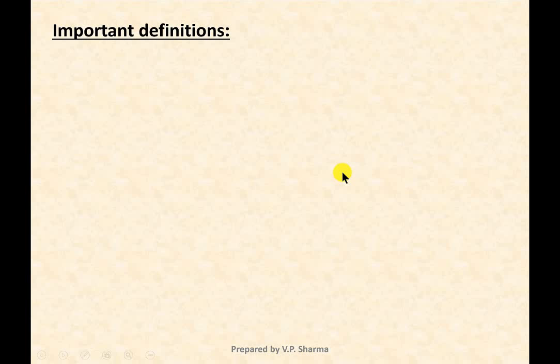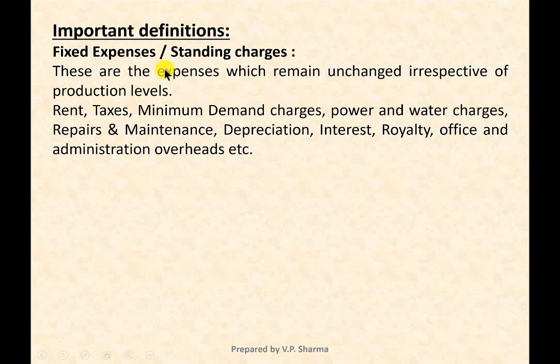Let us now see some of the important definitions. These are known as standing charges or fixed expenses. What are these charges? These are the expenses which remain unchanged irrespective of production levels. That means they do not vary. Whether there is production or not, these expenses will remain constant. Like your rent, taxes, minimum demand charge, power, water charges, repair maintenance, depreciation, interest, royalty, office and administrative expenses, etc. These are the expenses which have no correlation with the production.